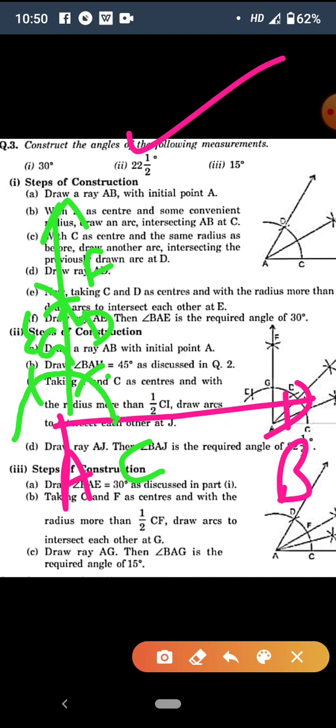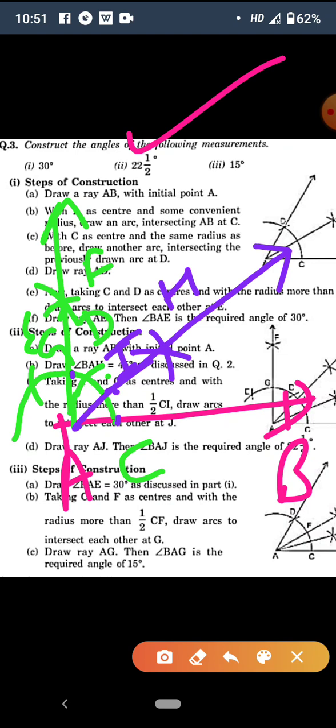Now let it be Z, so it will be your 90 degree angle. Then by putting your compass at C and G, you will just draw an arc and it will cut at H. Okay, so it will cut at H. So here you get an angle of IAB, you get 45.